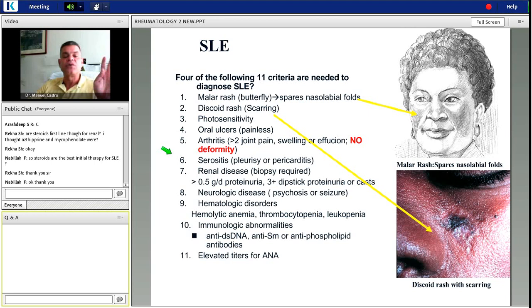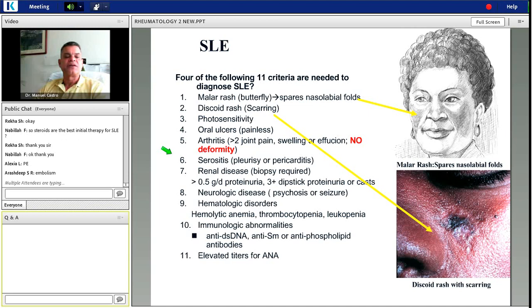Now, immunological abnormalities such as anti-double-stranded DNA, anti-Smith antibody, antiphospholipid antibody. Remember that antiphospholipid antibody is going to cause a hypercoagulable state if present in a patient with SLE. So if a patient comes to you and presents with sudden onset of shortness of breath, and remember from your pulmonary, sudden onset of shortness of breath is what? Anybody with me here? PE or pneumothorax, right? PE or pneumothorax.